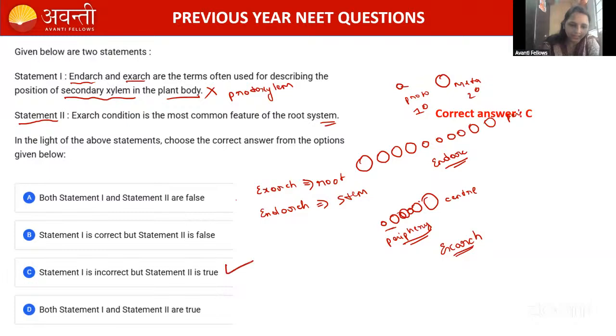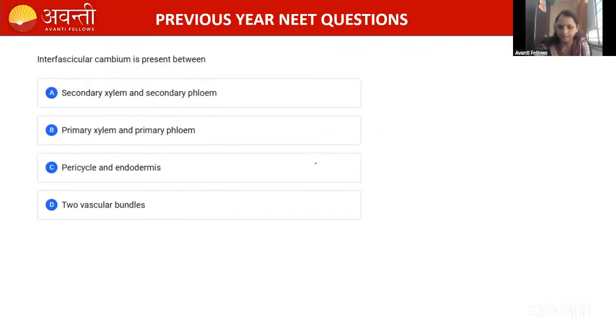So that's why the correct answer is C, guys. See here. Statement 1 is wrong, and statement 2 is correct. Exarch condition we can see only in the root. Fine. Let us go to the next question.